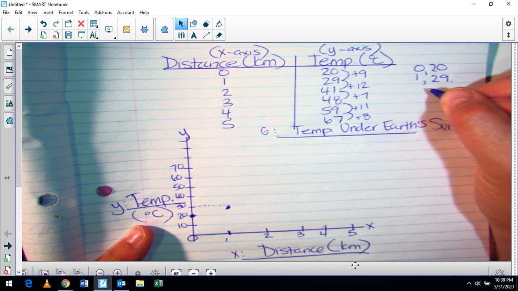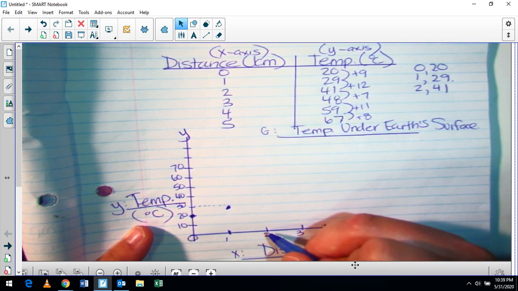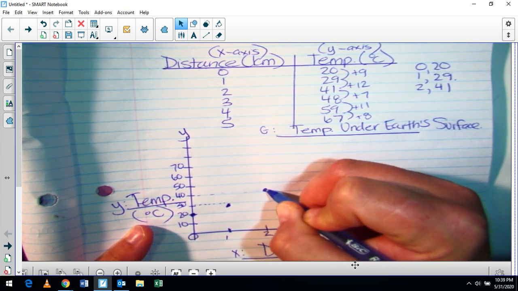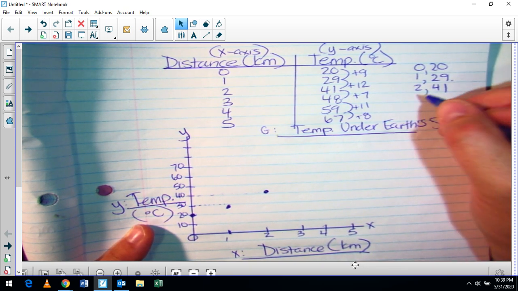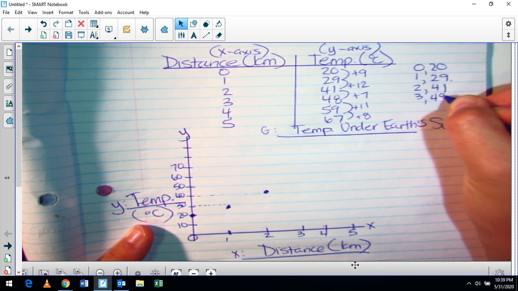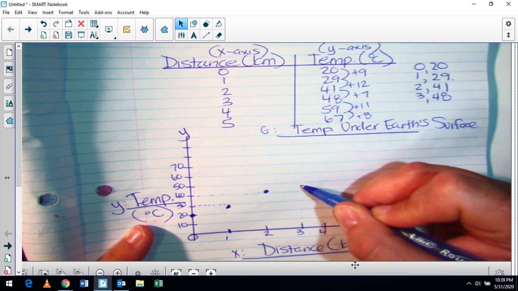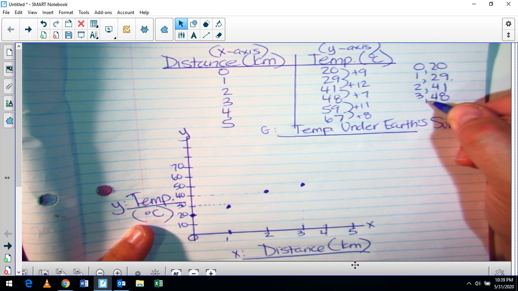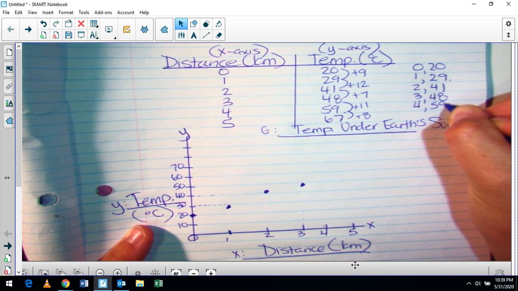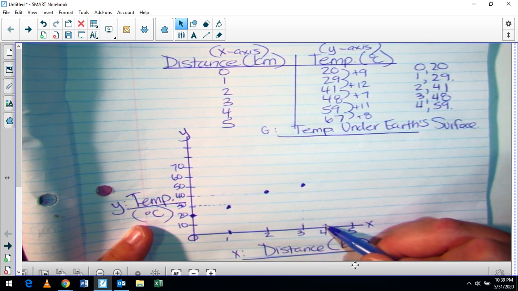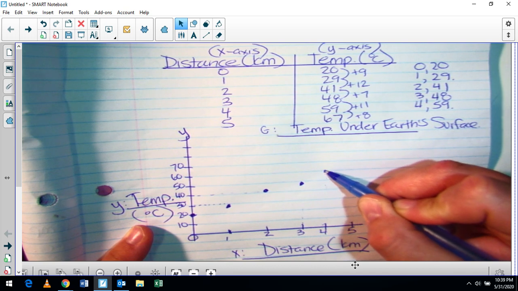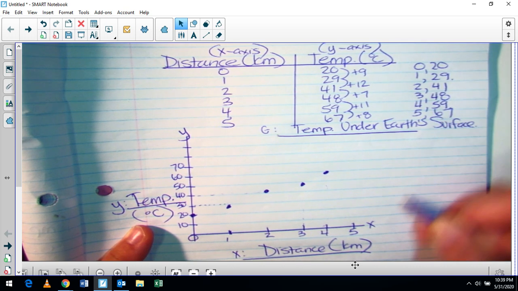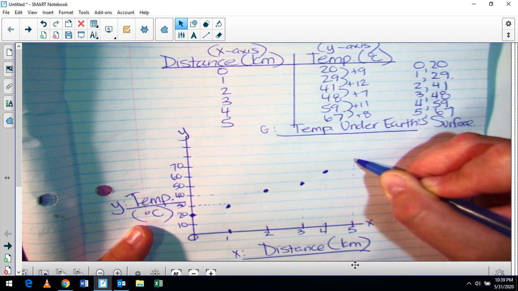Next coordinates are 2 and 41. So follow the 2 up. If 40 is here, 41 is going to be just above, right there. Next coordinates are 3 and 48. Here's the 3, followed up to just below the 50, right there. Next is 4 and 59. Ooh, 4 is pretty close. 4 and just below the 60. And finally, 5 and 67. 5 goes all the way up to just below the 70.